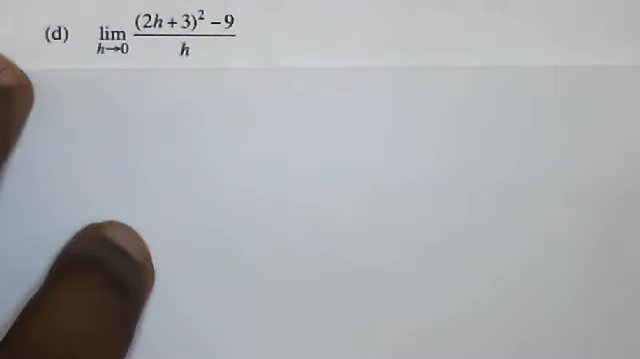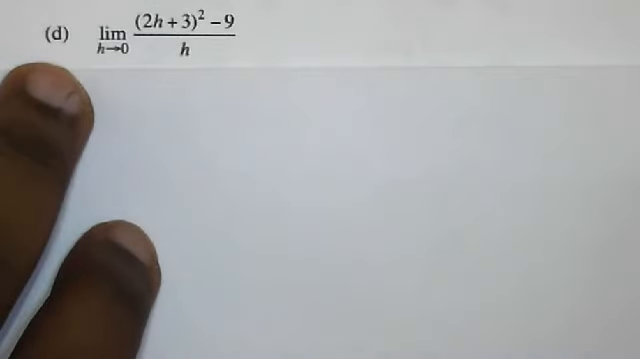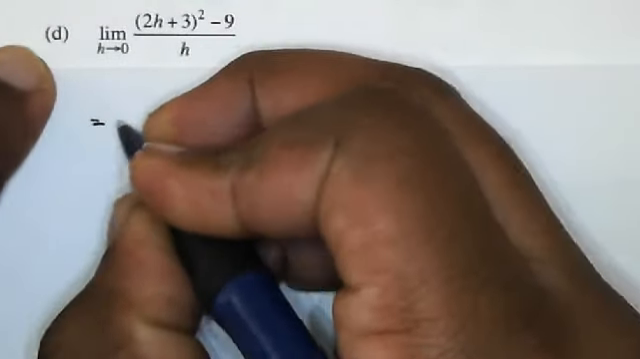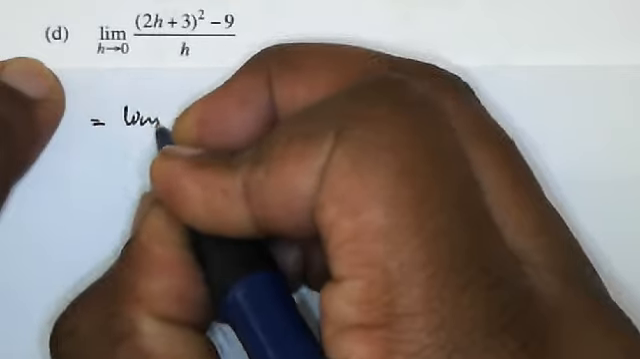Right. Okay, so D, the limit of that. We also have to simplify this first, because if you try to do it straight away, we're going to divide by 0, and it's not possible. So we have to simplify this thing first. Okay? So, let's do that.